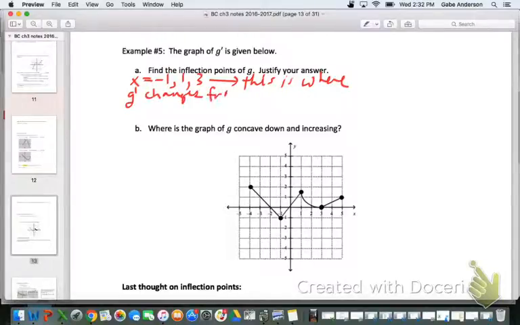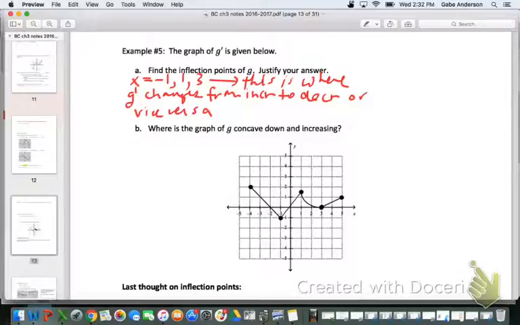G prime changes from increasing to decreasing, and then you can just say "or vice versa." We all know what that means. Or you can spell it out and say "or decreasing to increasing." That works too. All right, Jared, well said. That makes sense. We can go back and talk about why that is.